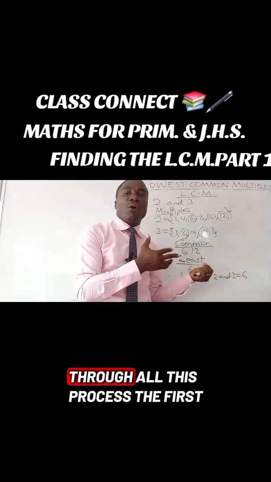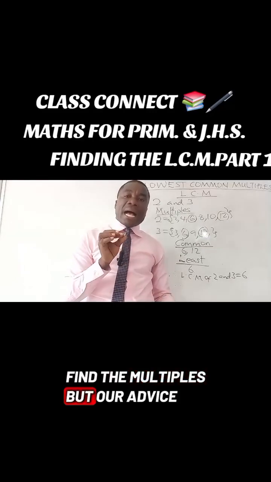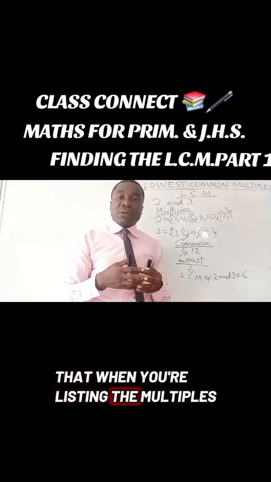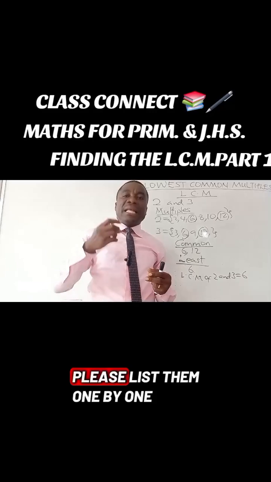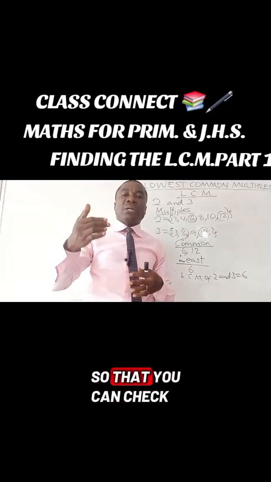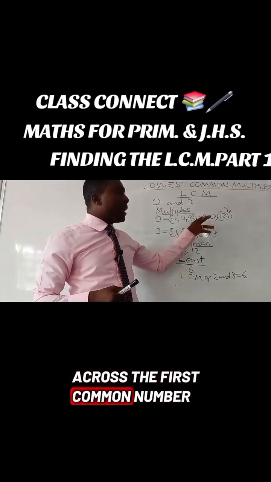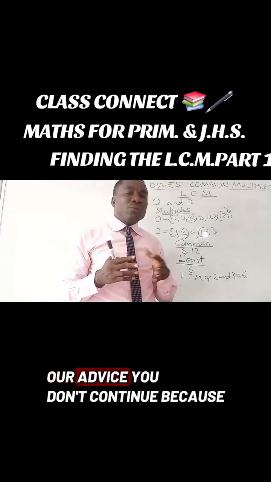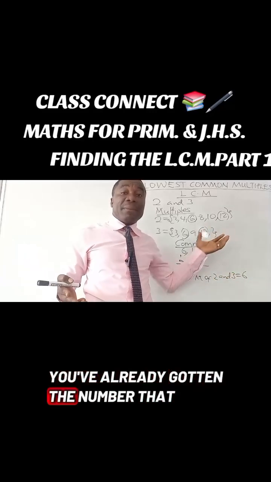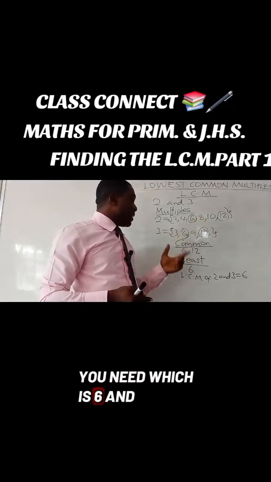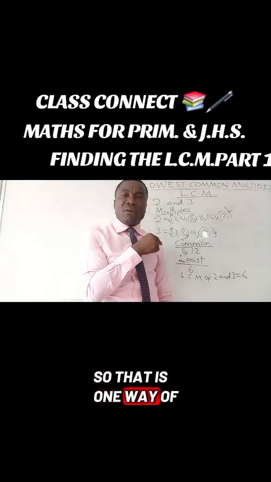So you just have to go through this process. The first one is M, find the multiples. But I would advise that when you are listing the multiples, to avoid listing a whole lot of them, list them one by one so that you can check. If you come across the first common number, I would advise you don't continue, because the rest you don't need for anything. You've already gotten the number that you need, which is 6. And the LCM is what? 6. So that is one way of finding LCM.